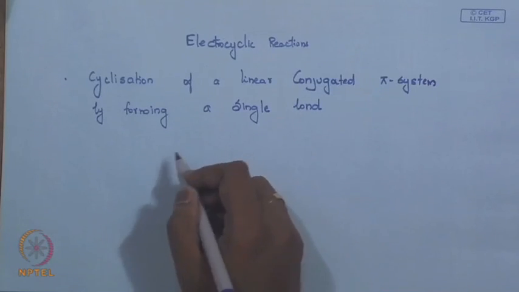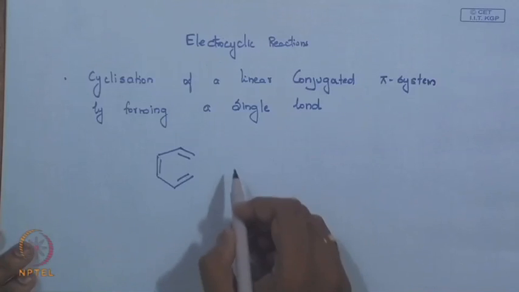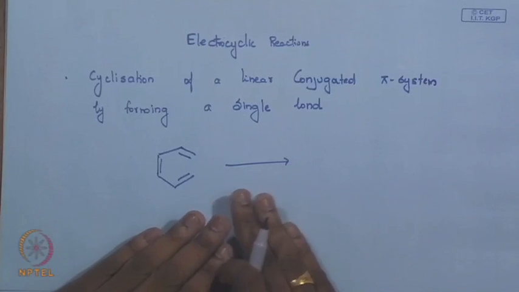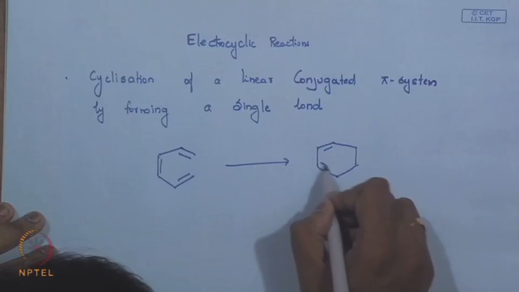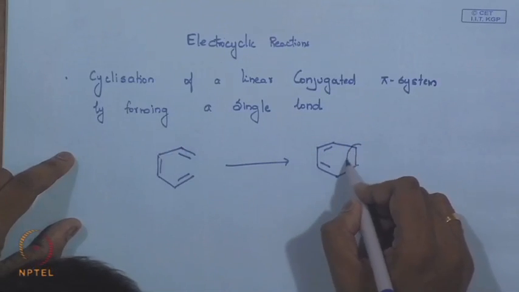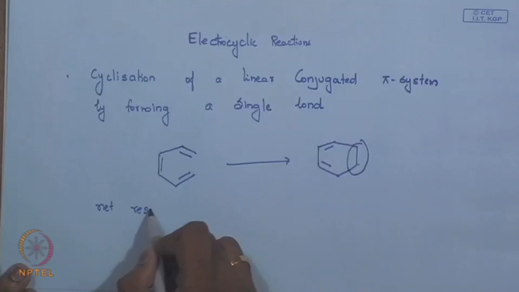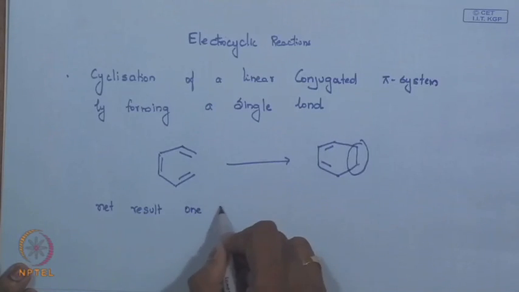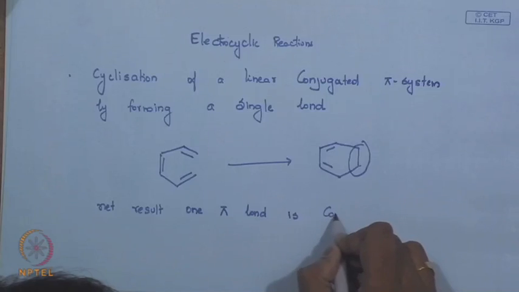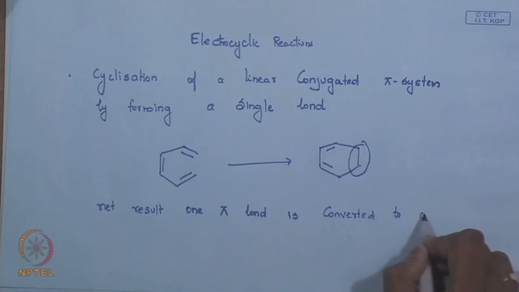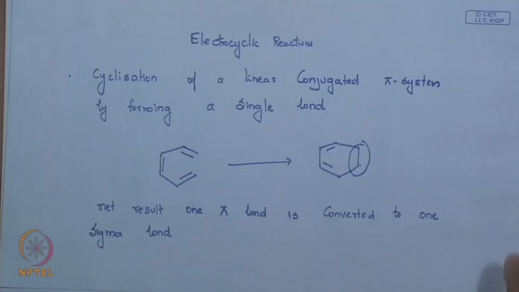If you want to show it in schematic, you have a linear conjugated pi system. I will talk later about how you can do the reaction, but if you have a linear conjugated pi system, it can get cyclized by forming a single bond. So, this is what we are saying. In net result, if you see, one pi bond is converted to one sigma bond. So, that is your basic definition of electrocyclic reaction.